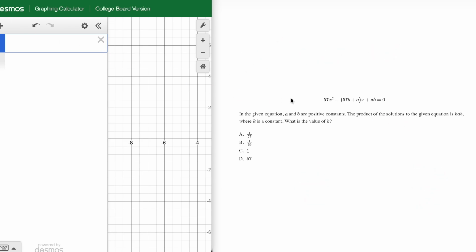In the given equation, a and b are positive constants. The product of the solutions to the given equation is kab, where k is a constant. What is the value of k? So first I can see it gives us this equation, and this here is a, this is b, and this is c. So what I'm going to do first, I'll write out that kab equals the product of the solutions. The product of the solutions I know is c over a. So kab is equal to c over a.